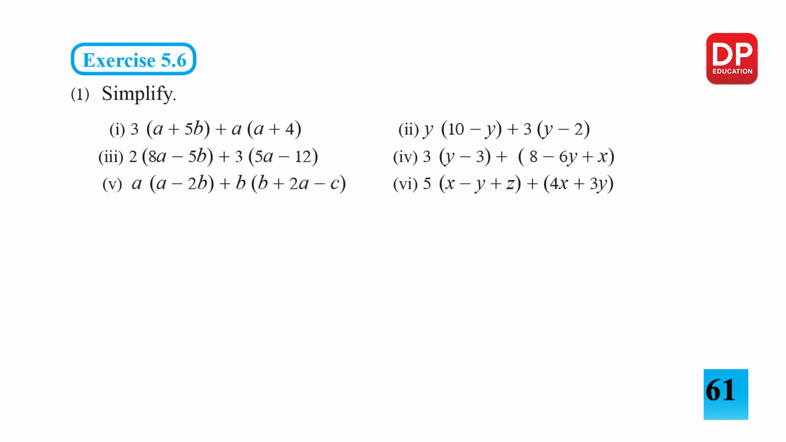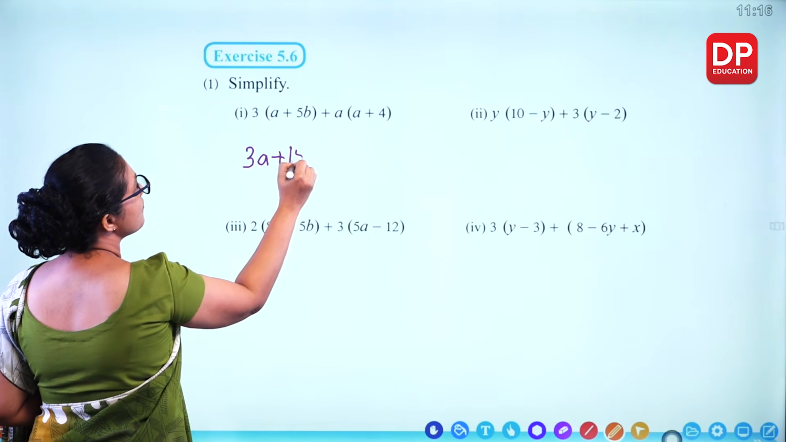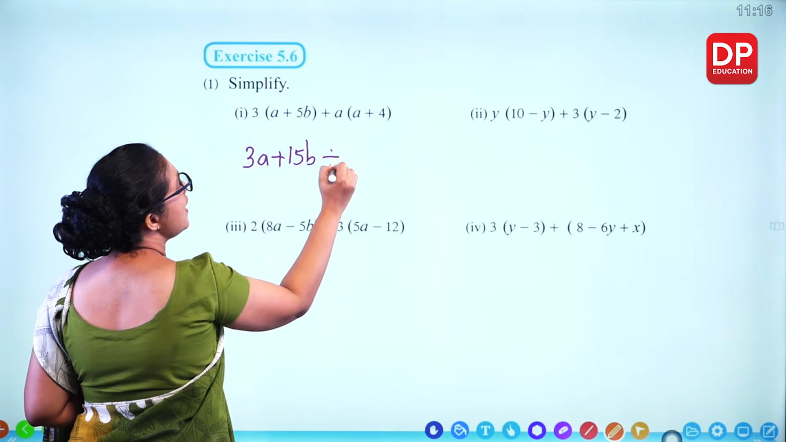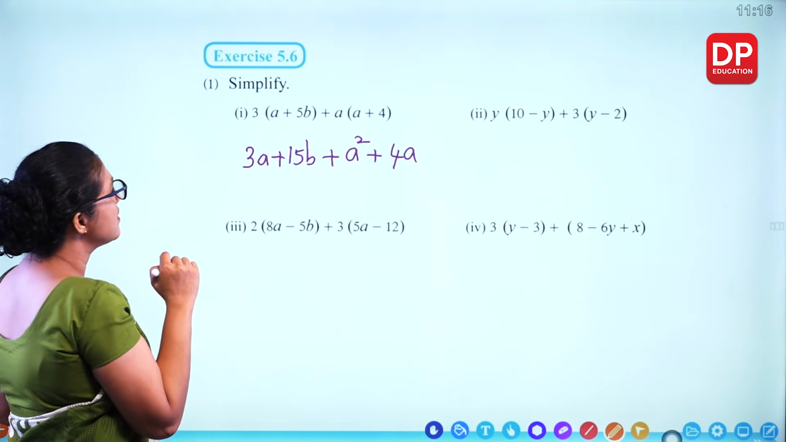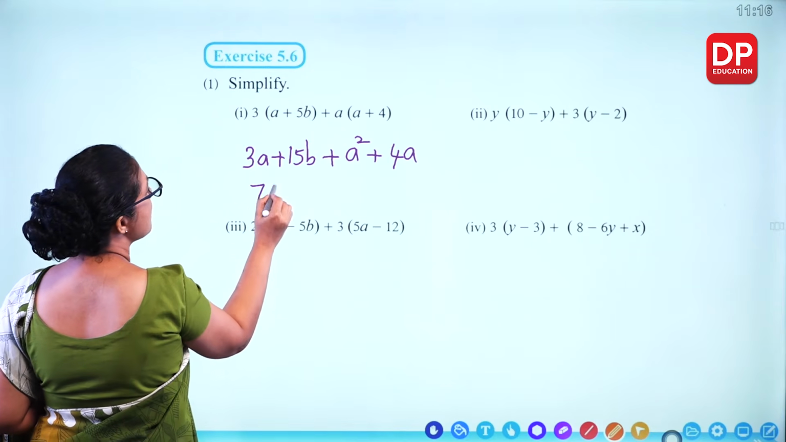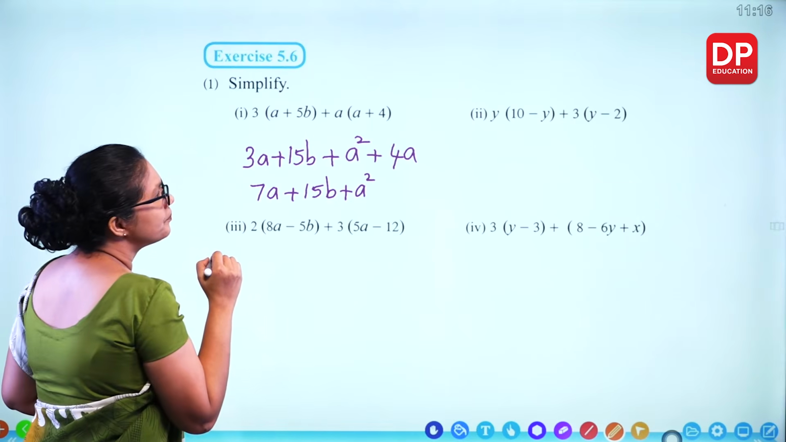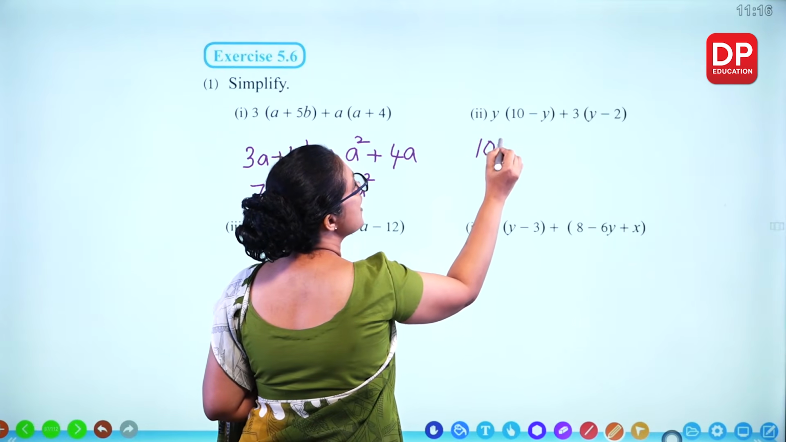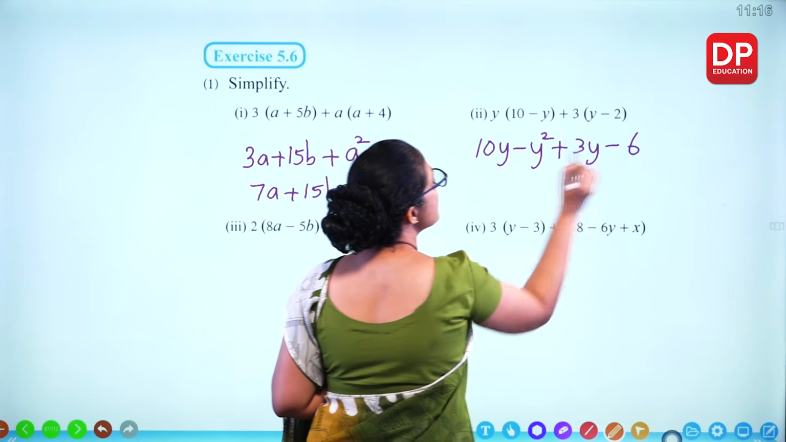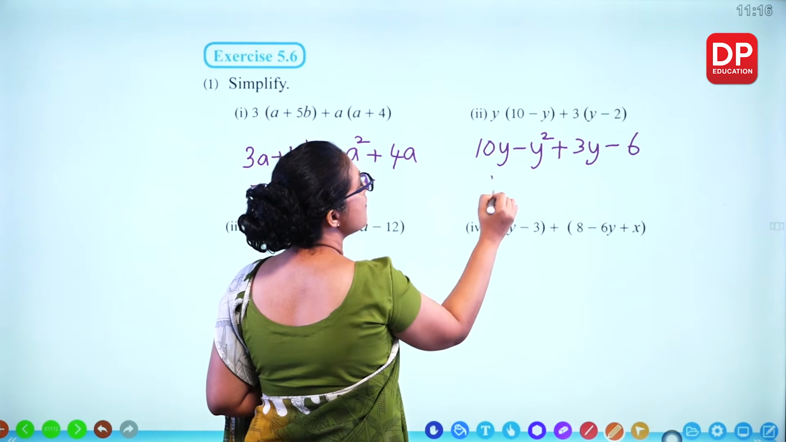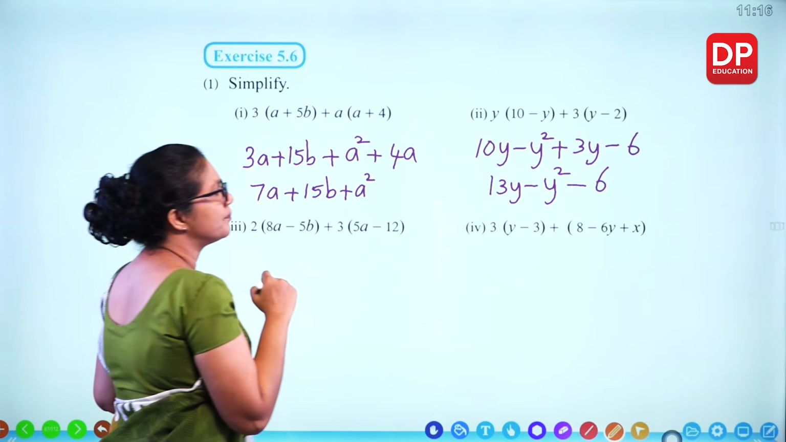Exercise 5.6, simplify. First, open brackets. Here again multiply a into a squared, a into 4, 4a. Now add like terms. 3a and 4a, 7a. 15b and a squared is there. Here multiply by y. 10y minus y squared. 3y and minus 6. So 10y and 3y, 13y. And the other ones you can't simplify.